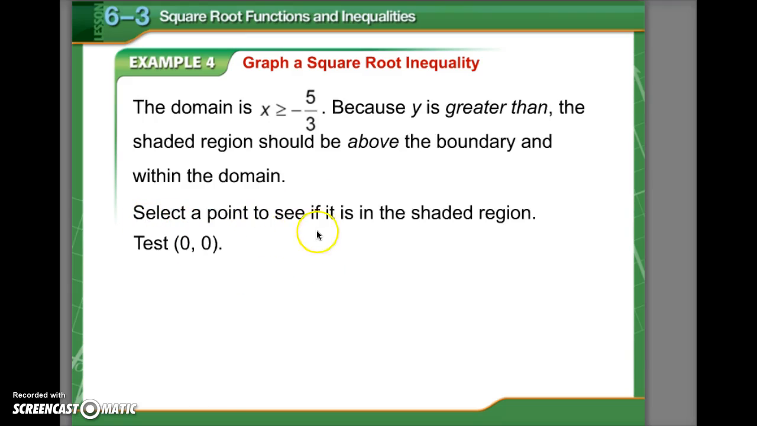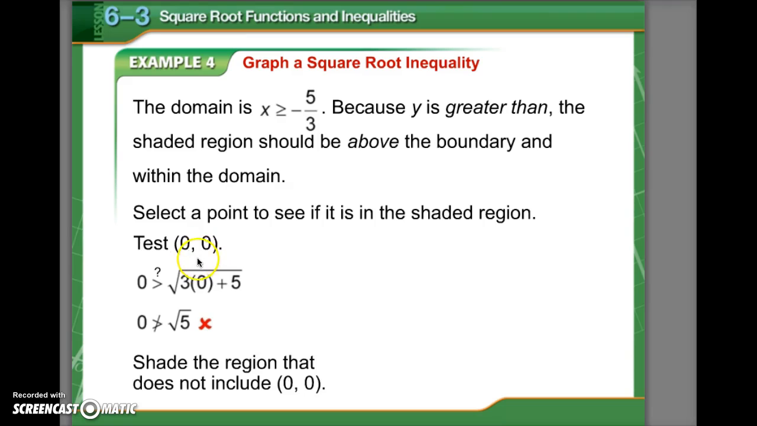So we need to pick a point to see if it goes in the shaded region. The easiest point to check is always the origin. So if we plug that in, 3 times 0 plus 5, and the square root of that, is 0 greater than that answer? Well, 3 times 0 is 0, 0 plus 5 is 5. The square root of 5 is some positive number, and 0 is definitely not greater than a positive number. So this point 0, 0 is not going to be shaded.